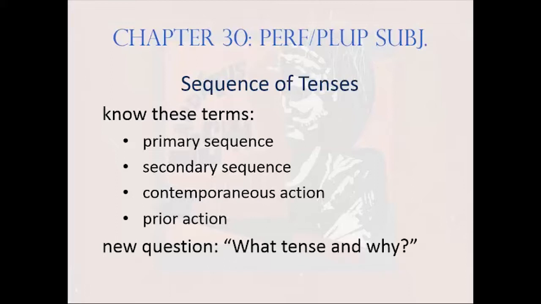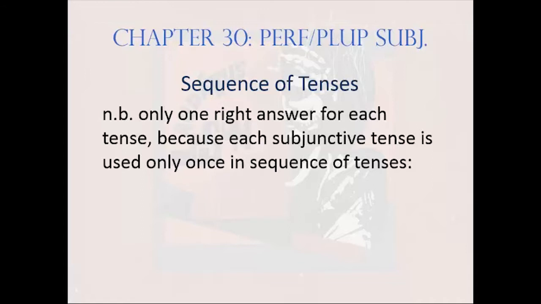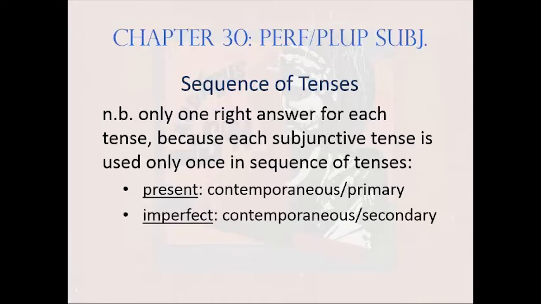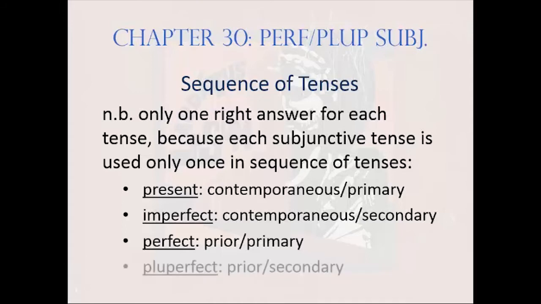This all means there's a new question afoot. What tense and why? But the answers to that question are incredibly simple because there's only one right answer for each tense. If the verb in the subjunctive clause is present, then the only correct answer is contemporaneous action in primary sequence. There's no other way to have a present tense subjunctive verb in a clause that uses sequence of tenses. If it's imperfect, it has to be contemporaneous action in secondary sequence. Perfect, prior action in primary sequence. Pluperfect, prior action in secondary sequence.